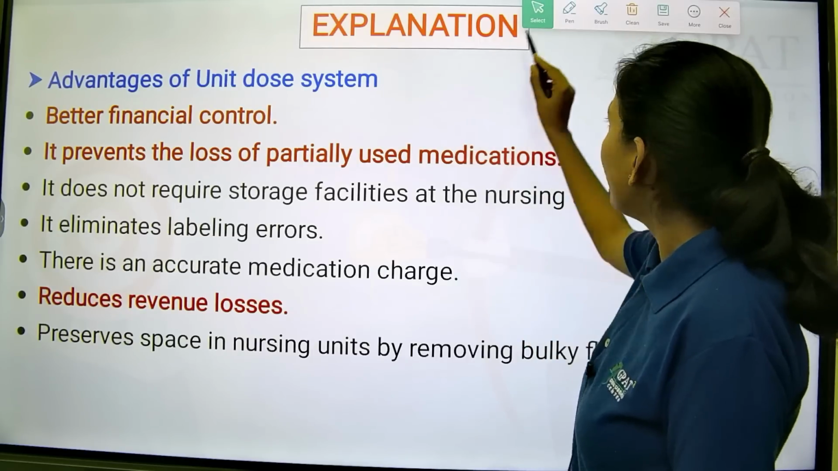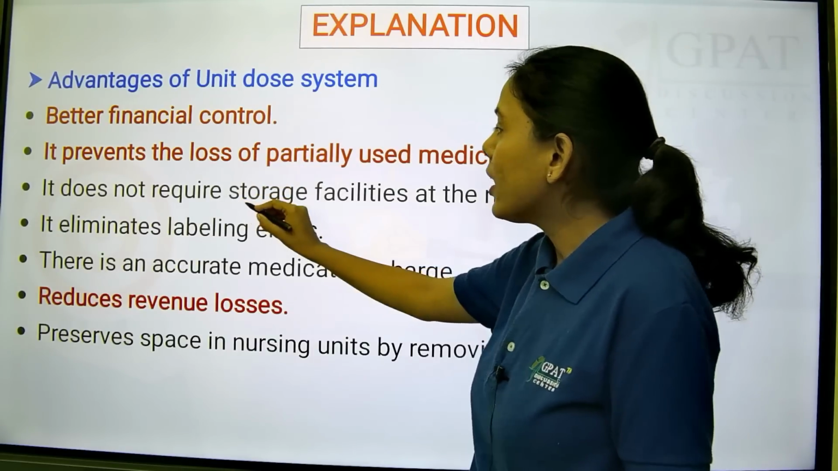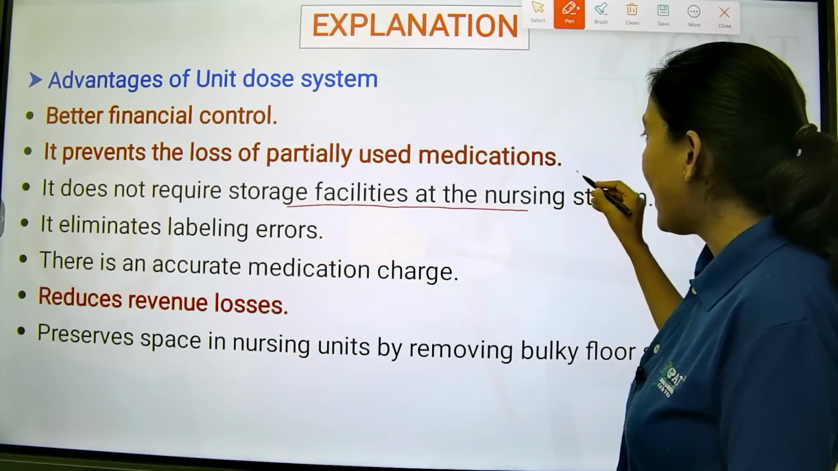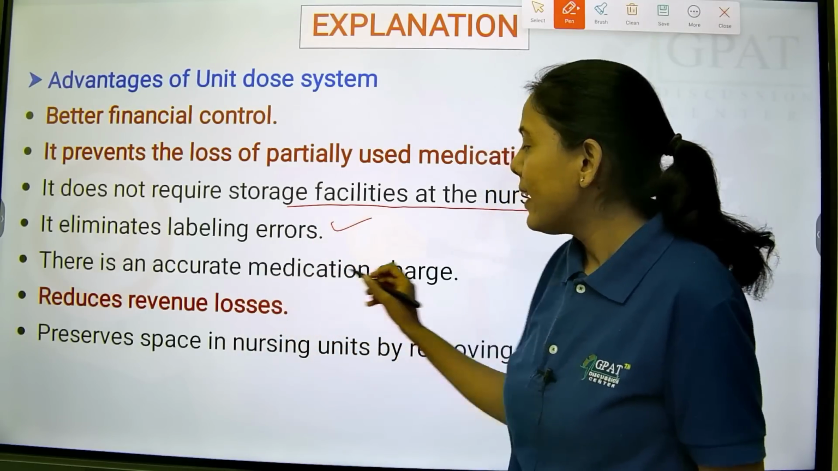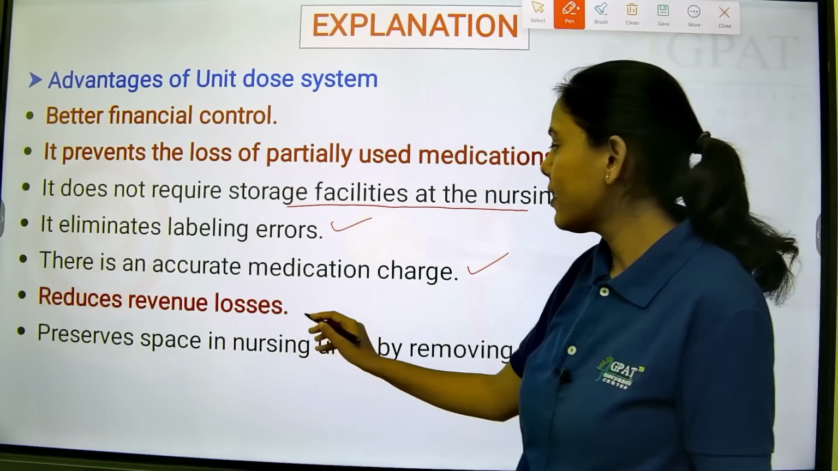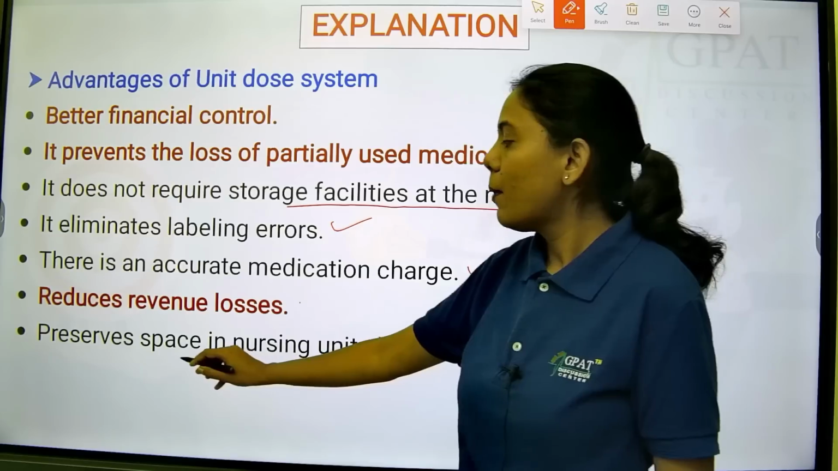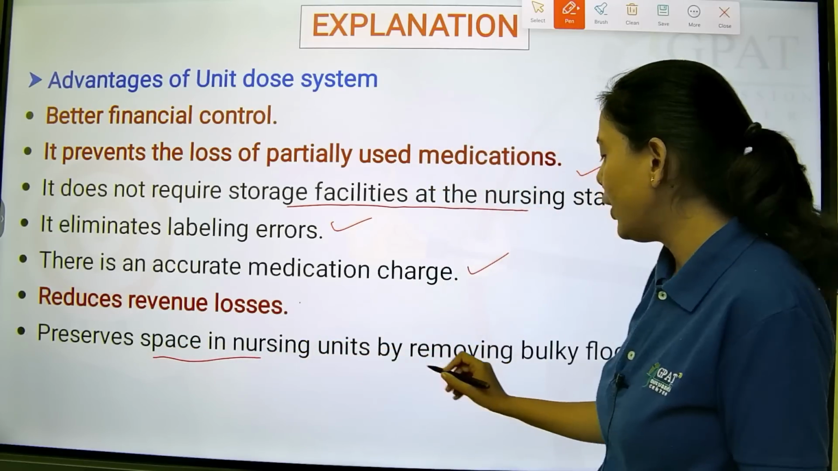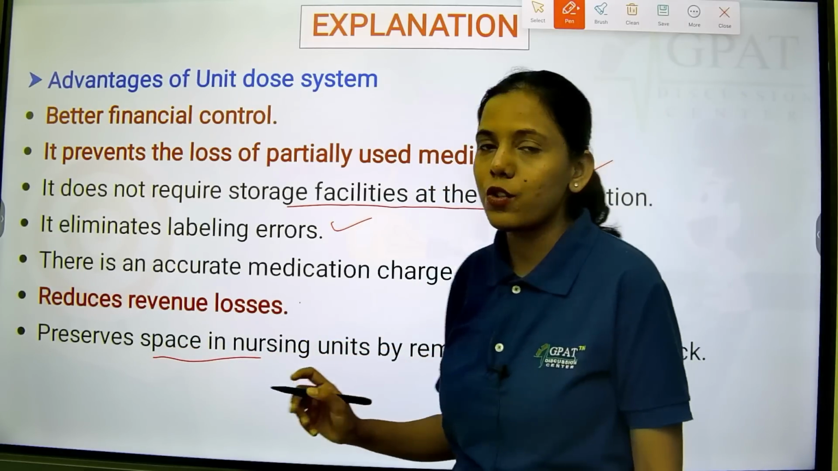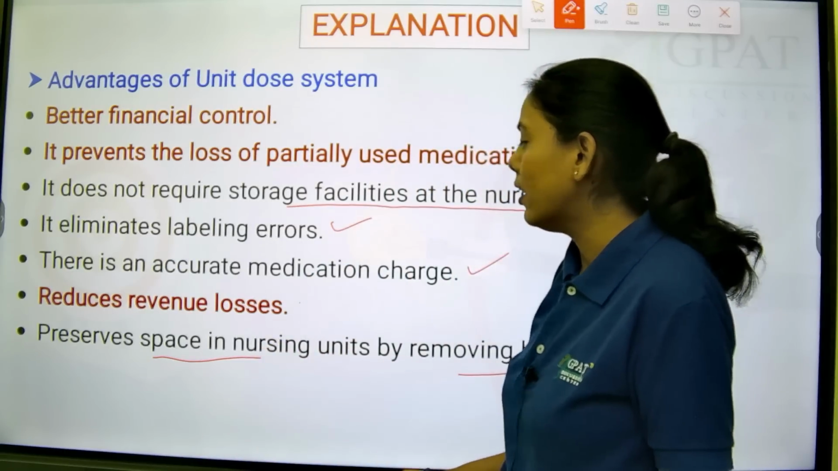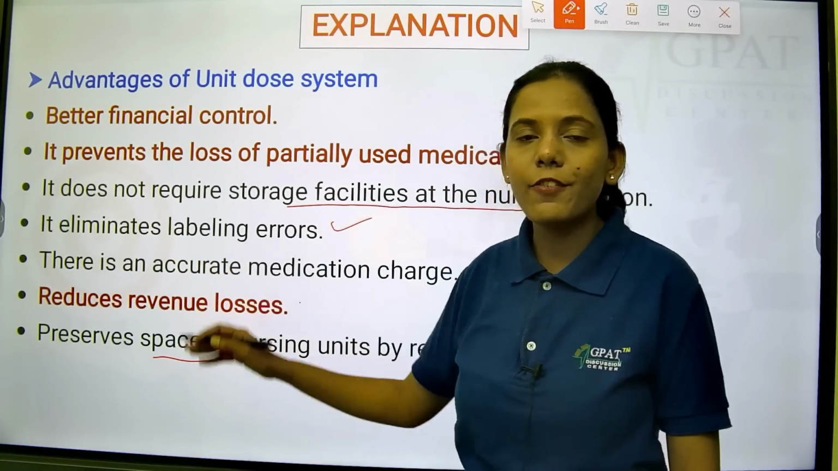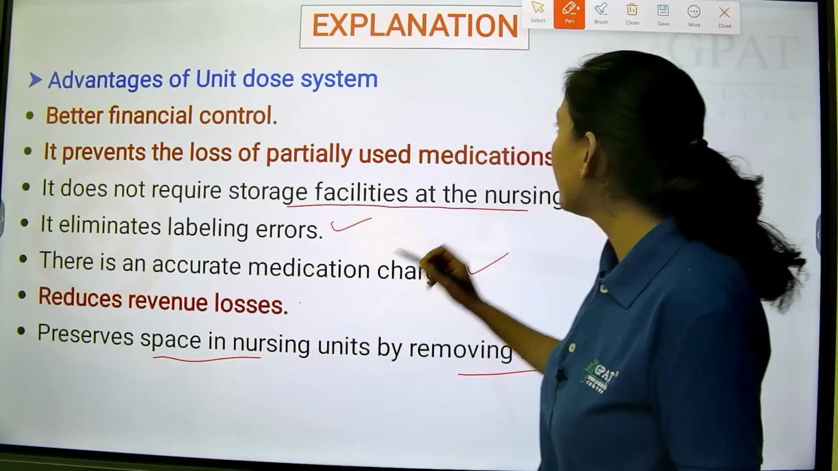Apart from this, it does not require storage facility at the nursing station. It also eliminates the labeling errors. There are accurate medication charges. And apart from that, there is preserved space in nursing units by removing the bulky floor stock. So all of the floor stock is removed, thus creating space in the nursing unit. These are the different advantages of UDS.